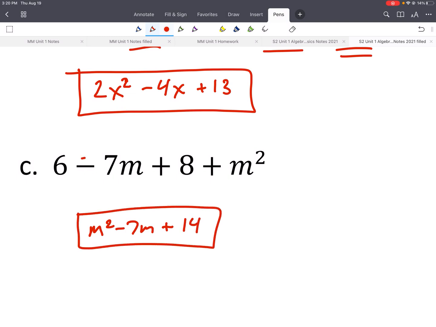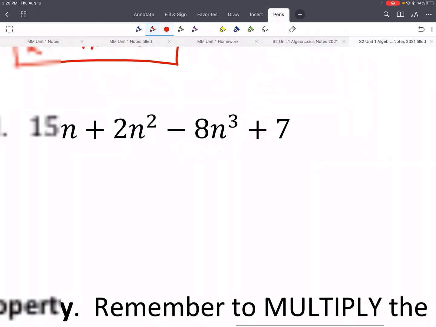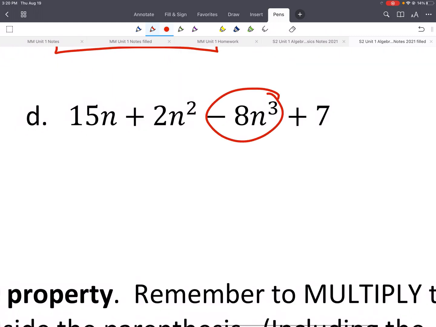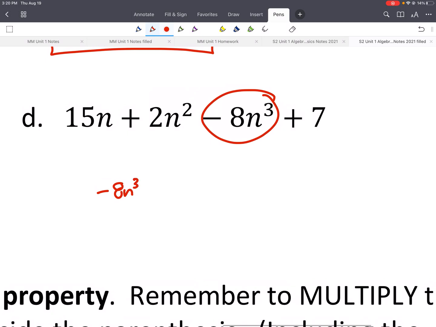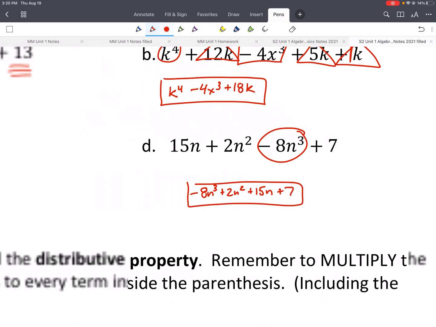And remember that the sign, like the negative, is part of your coefficient, so you can't separate that, okay? And then this one, if you did that already, this goes first. There's nothing to combine here, it's just putting it into standard form. So -8n to the 3rd, and then we have plus 2n squared plus 15n, and then plus 7. Okay, so sometimes you don't even need to combine anything, you just need to put it in order.